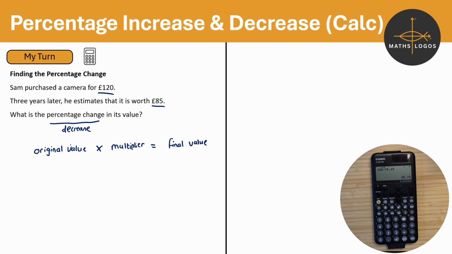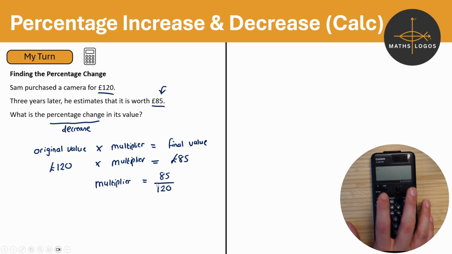Let's look at our question and see what the original value and the final value are. Sam purchased the camera for £120, so that's the original value. 3 years later, he estimates its worth is £85, so that's the final value. And as you can see in this case, we actually want to find what the multiplier is. What I can do is I can rearrange this equation. In order to get the multiplier, I'm going to divide both sides by 120. So I can say the multiplier is equal to £85 divided by £120. Go into my calculator and I'll type that in, 85 divided by 120, which gives me 17 over 24.